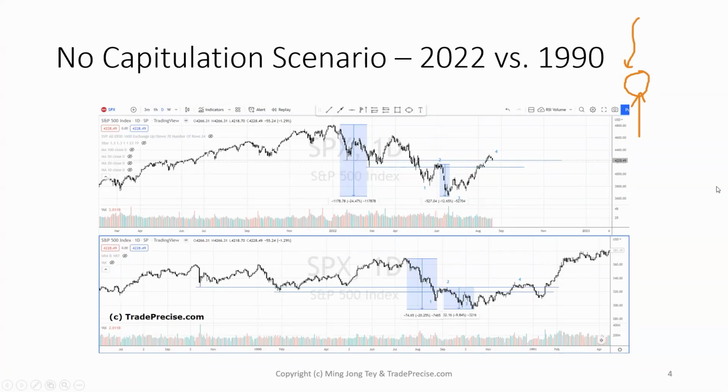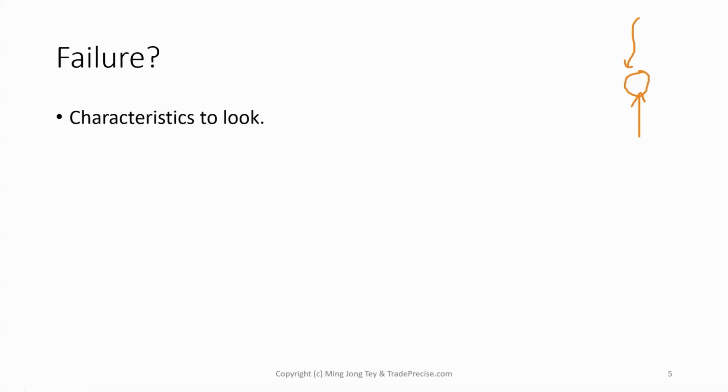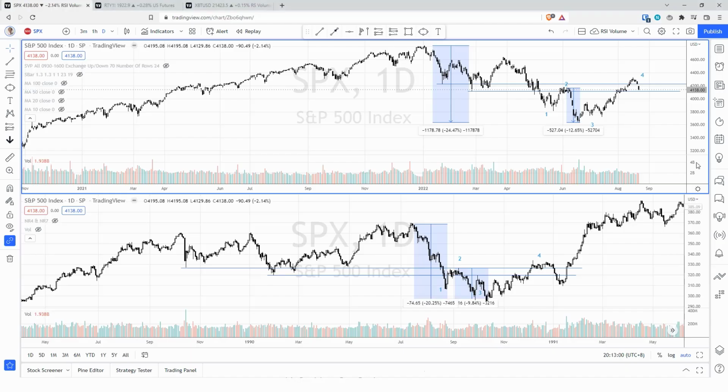There's a no capitulation scenario we just went through. Okay, failure. So what if there's a failure? What if there is no analog to refer to? It's unlike the midterm election cycle, it's unlike the 1990 analogs. What if all of those fail? We need to look at the characteristics of the failure as well. In case something is really wrong, it did not create a higher low like this. Instead, it might just fail. Maybe it could create a lower low. And I think we really want to anticipate that kind of failure case as well.